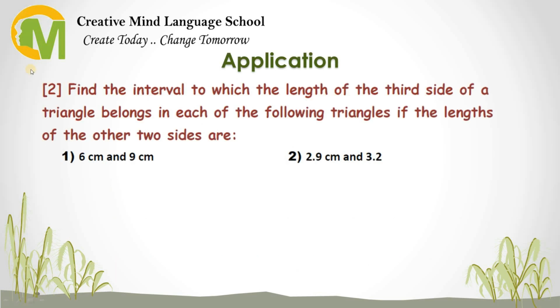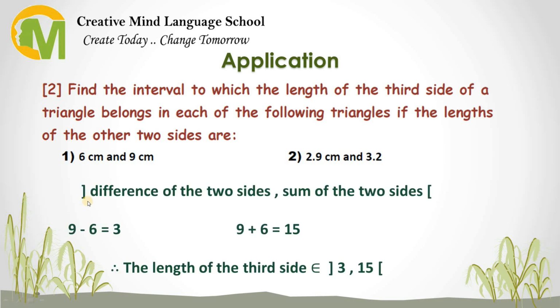Find the interval to which the length of the third side of a triangle belongs in each of the following triangles if the lengths of the other two sides are given. First example, 6 and 9 cm. In this example, we want to know the interval of the length of the third side. If the two sides are 6 and 9 centimeters, what is the length of the third side?